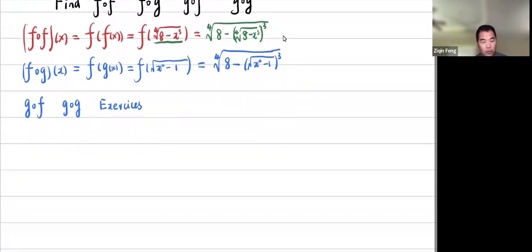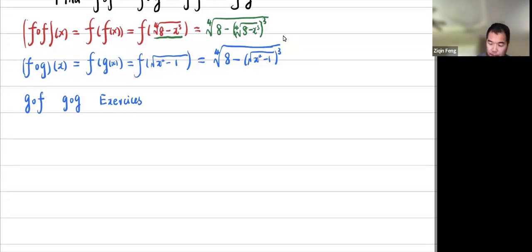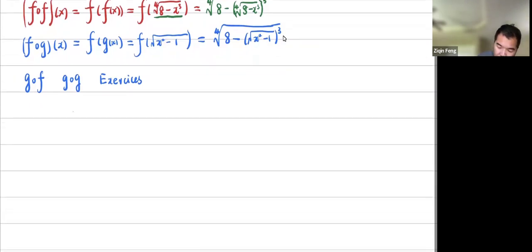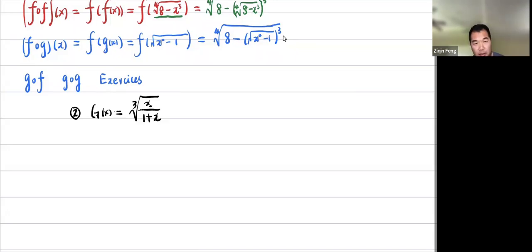Sometimes we want to start from a big function and look for a possible way to write it as a composition. So that's a very important direction to go. Second, after we have a function here, capital G of x, equal to the third root of x over 1 plus x. That's a big function here.